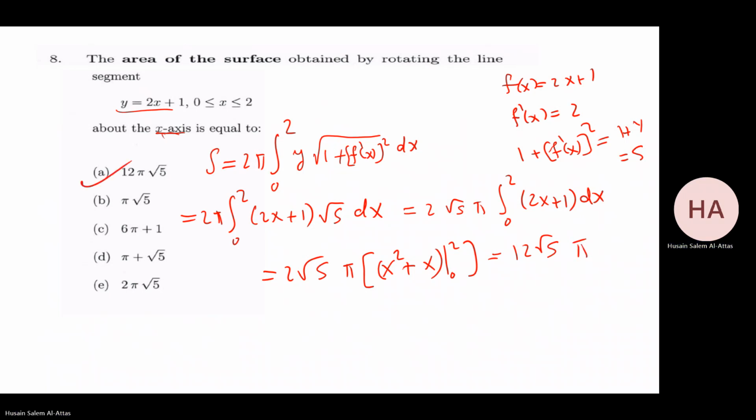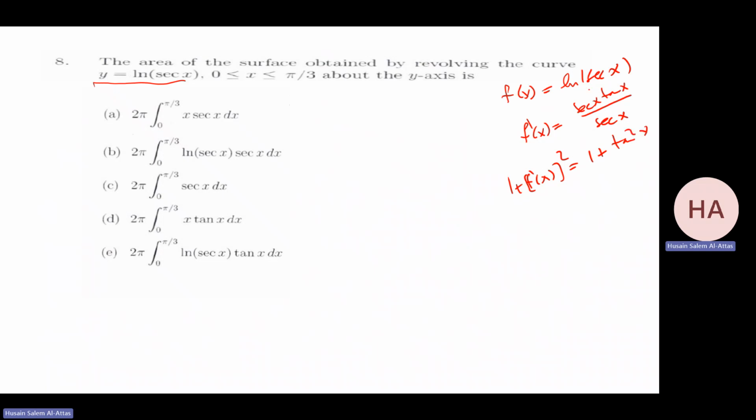What is this one? The area obtained by revolving the line y equals the natural log of secant x. Yeah, he wants only the setup with that. f of x equals ln secant x. What will be f prime? Secant tan over secant, so tan x. 1 plus f prime squared. That will be 1 plus tan squared, which is secant squared. So it's ready. You can get rid of the square root.